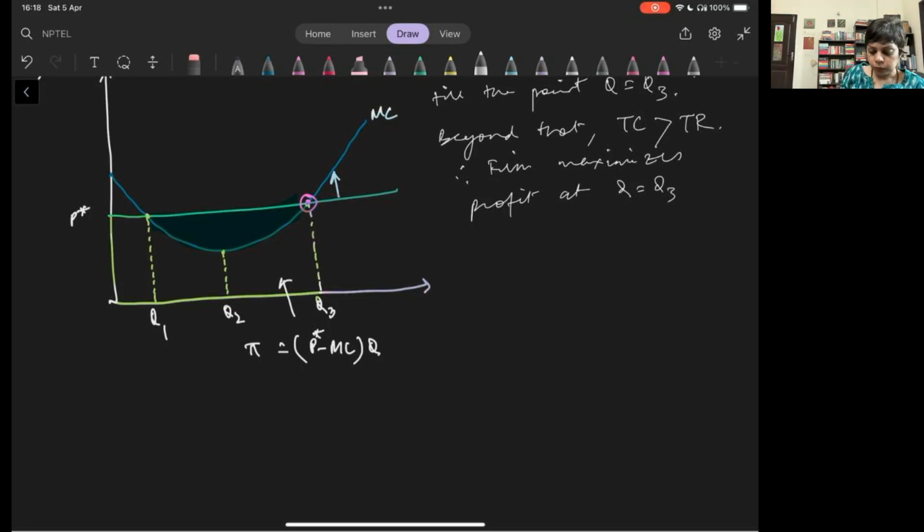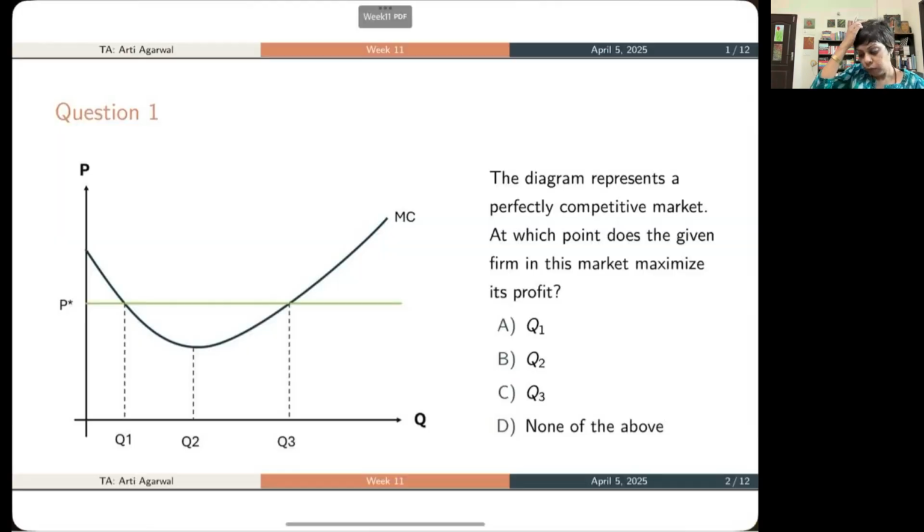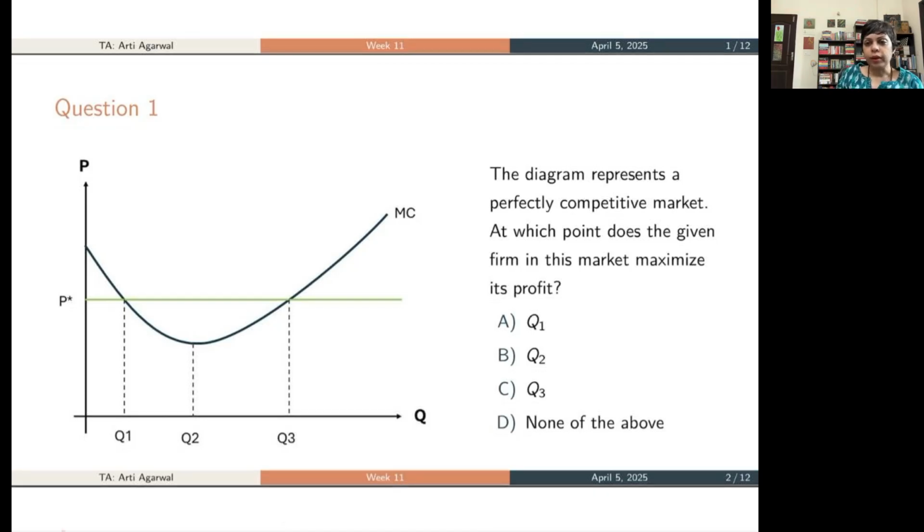Okay, I hope that is clear. So the correct answer will be Q3 in this question. So is that okay? Can I go ahead?